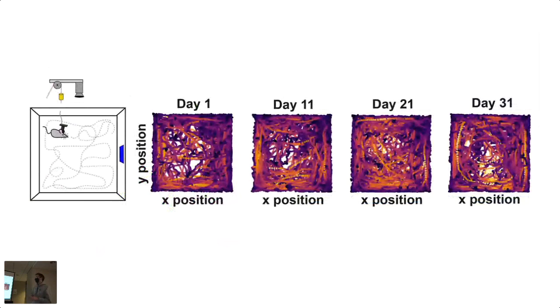So there's 31 days of recording. The square appears at intervals of 10 days apart. So we can stably track the animal's trajectory in the environment across time. So here's the trajectory, and it's color-coded by the animal's velocity.